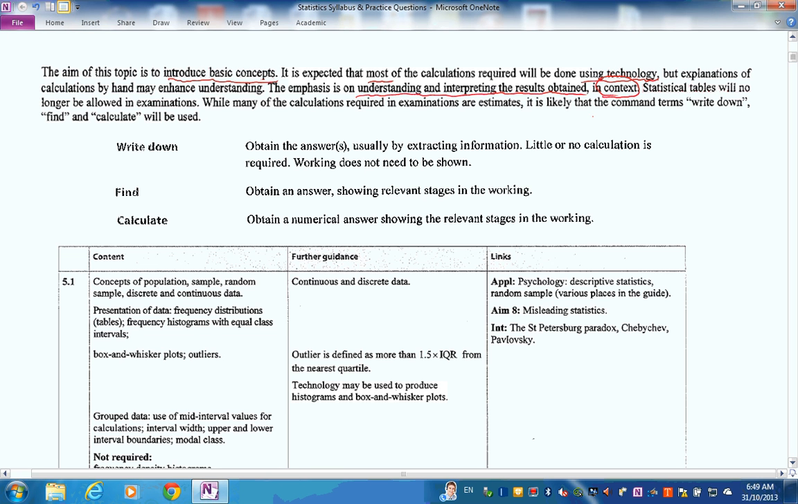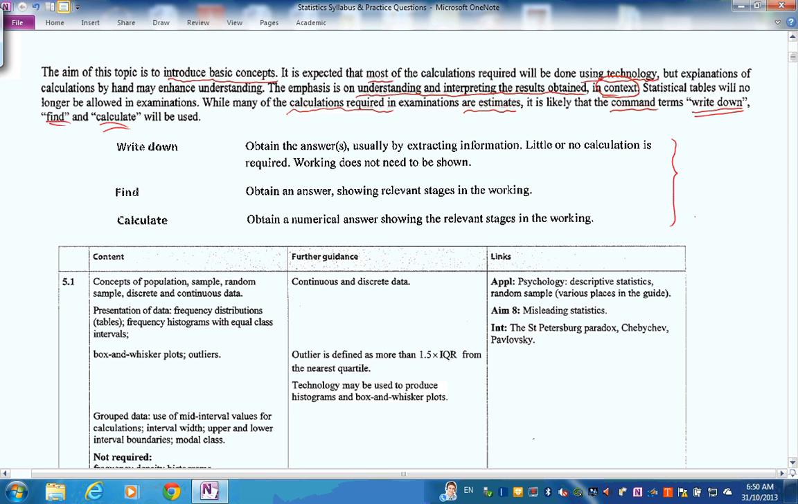Okay, statistical tables will no longer be allowed in exams. You wouldn't know anything about those. We don't use those anymore. Many of the calculations required are estimates, because data's been grouped and things like that. However, it is likely that the command terms, what they command or instruct you to do, write down, find, and calculator will be used. And so I've taken these from Pearson's list of command terms.